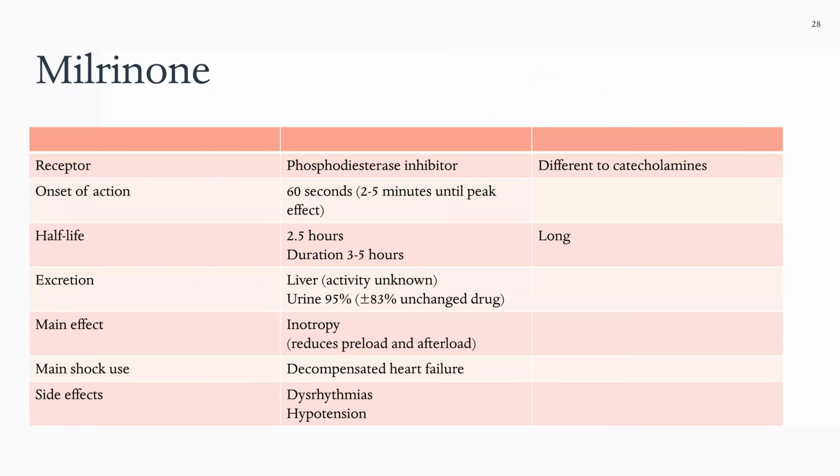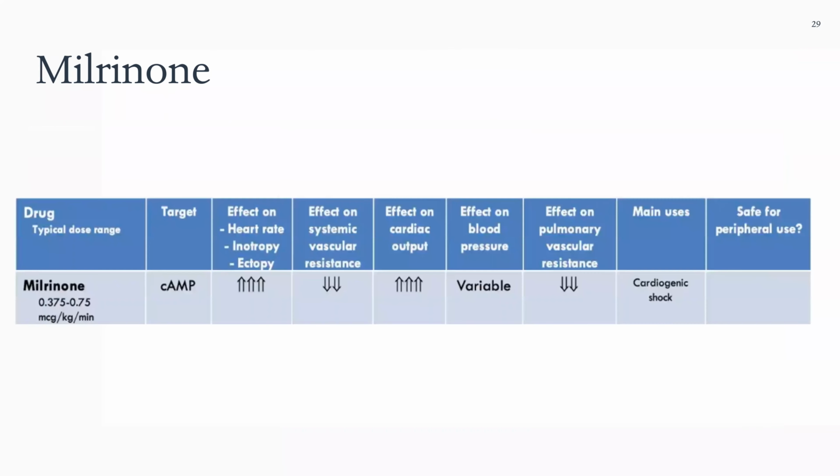Milrinone. So again, it's different to catecholamines. The receptor, it's a phosphodiesterase inhibitor. Onset of action is quite quick. Half-life is long. And the main effect is inotropy, but also reducing preload and afterload. So they use this in decompensated heart failure. It can lead to dysrhythmias and hypotension.